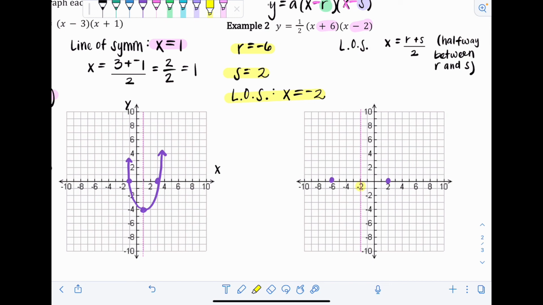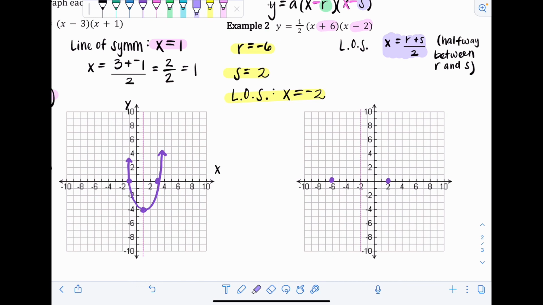Okay, and if you ever can't see the halfway point, or if you are having a difficult time writing the equation for the line of symmetry, then I would definitely recommend using this formula because it has the x equals in it, and then you can put R and S in there and simplify, and you'll get that x equals -2.